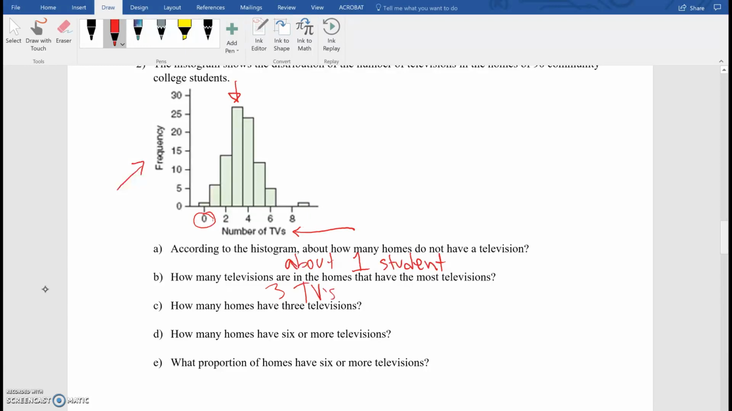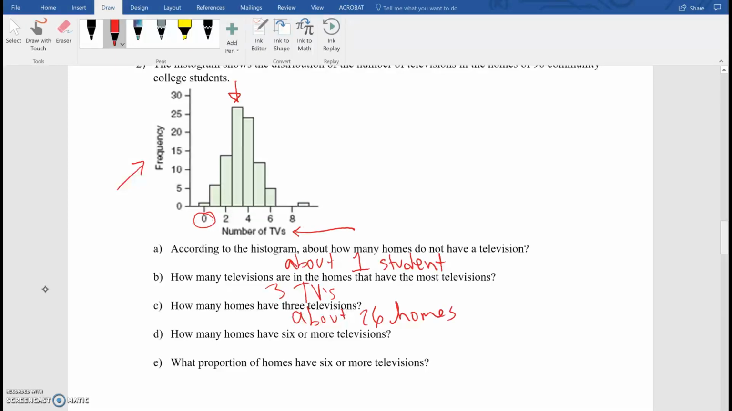Then it says, how many homes have 3 televisions? Well, we were just looking at that one. Approximately how many? That looks like around 26. So about 26 homes.